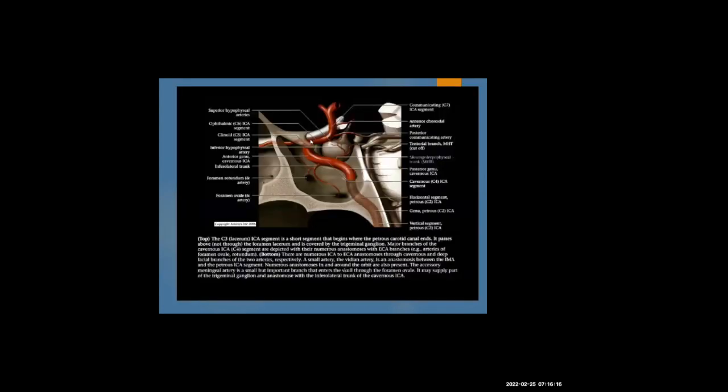So this is the position of the ophthalmic segment of the ICA. If you look carefully, you can see the ophthalmic artery, which is coming this way and going through the optic canal. And then you're also going to have the small superior hypophyseal artery, which is going to come off posteriorly and help supply the pituitary gland and then the pituitary stalk.